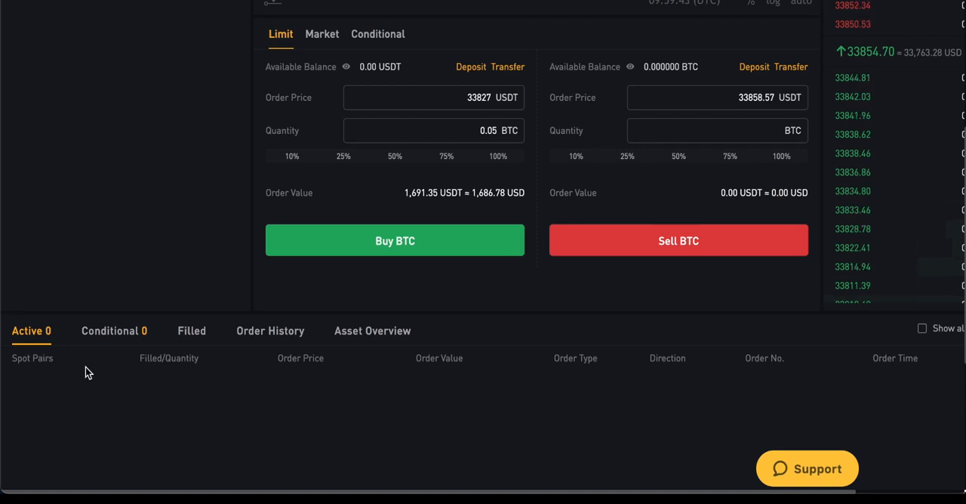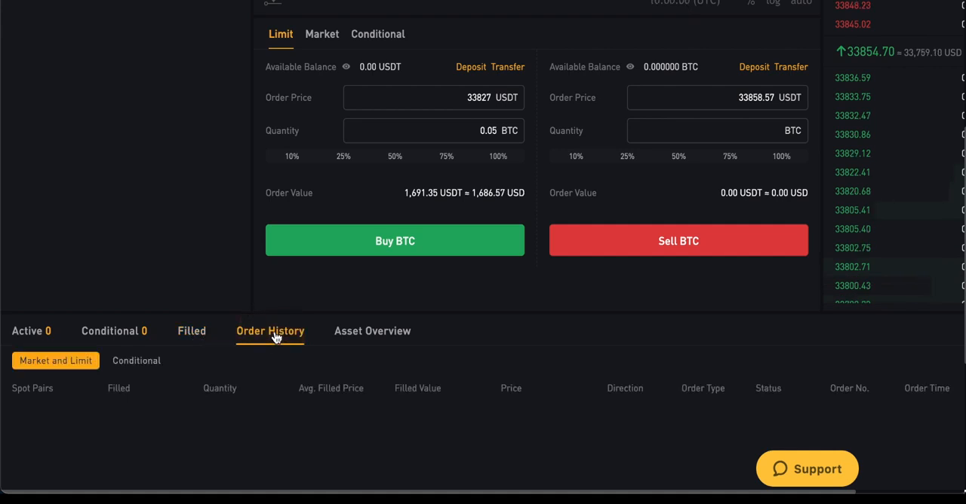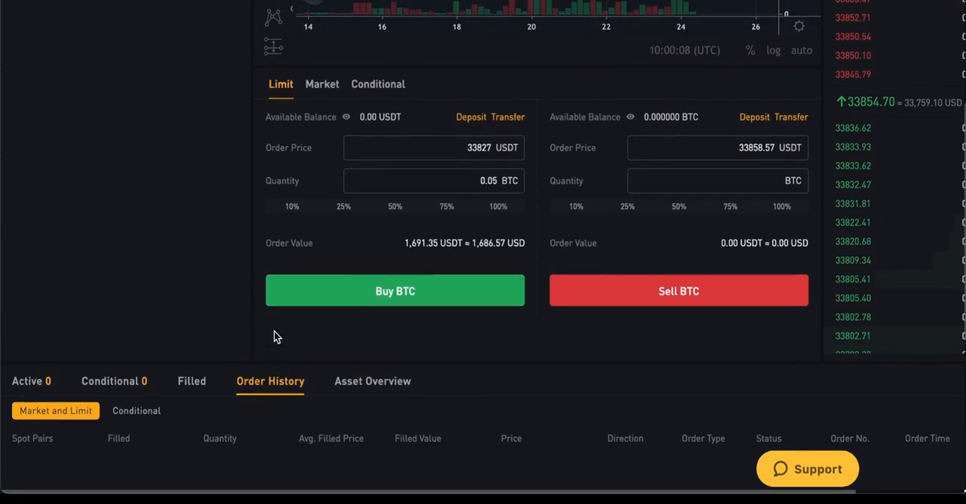So this will be an active order and you'll be able to see the pair that you're trading, how many have been filled. You may have filled half of the order. Any filled orders that are completed will be in here filled for you, and then you can look at your order history as well.